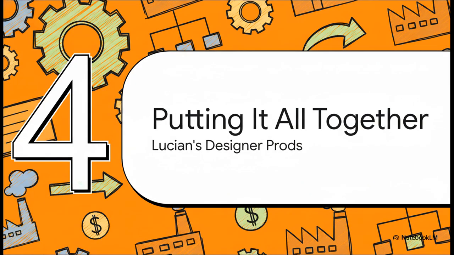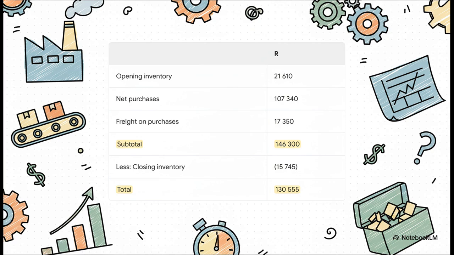We're going to take the financial data for a fictional company, we'll call them LU6 Designer Products, and we're going to build their production cost statement together, step by step. First up, direct materials. The logic here is actually pretty simple.